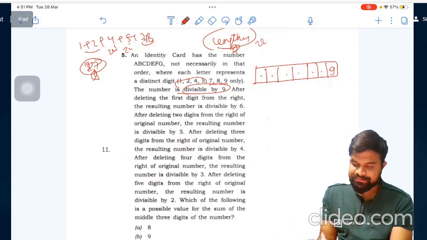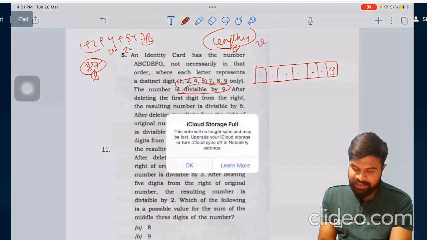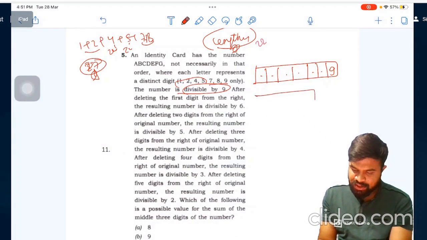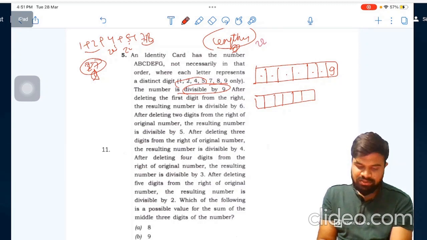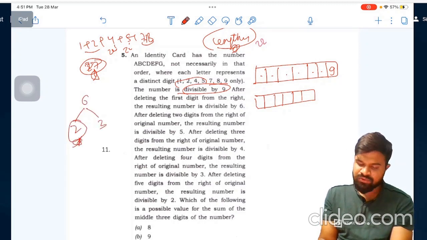I hope it is clear. Now apart from 9, the last six digits are divisible by six. Six divisibility means that it is divisible by both 3 as well as 2. If it is divisible by 2, then this number should be even.